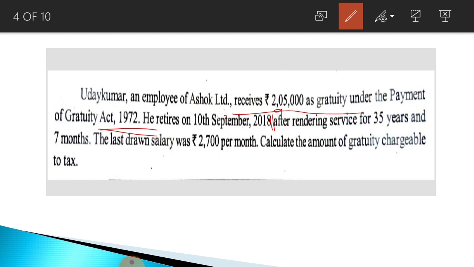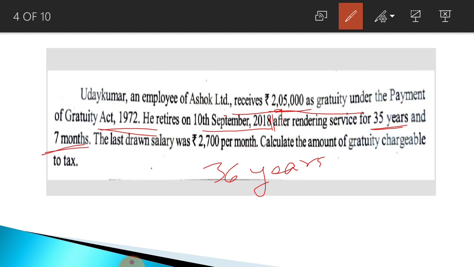Here the gratuity amount, that is the actual amount received, is 2,05,000, and he retires from the company on 10th September 2019 after serving 35 years 7 months. That means the number of completed years of service is 35 years plus one more year. The fraction of a year can be converted into 1 year because it is more than 6 months. So the total number of completed years of service is 36 years in this problem.